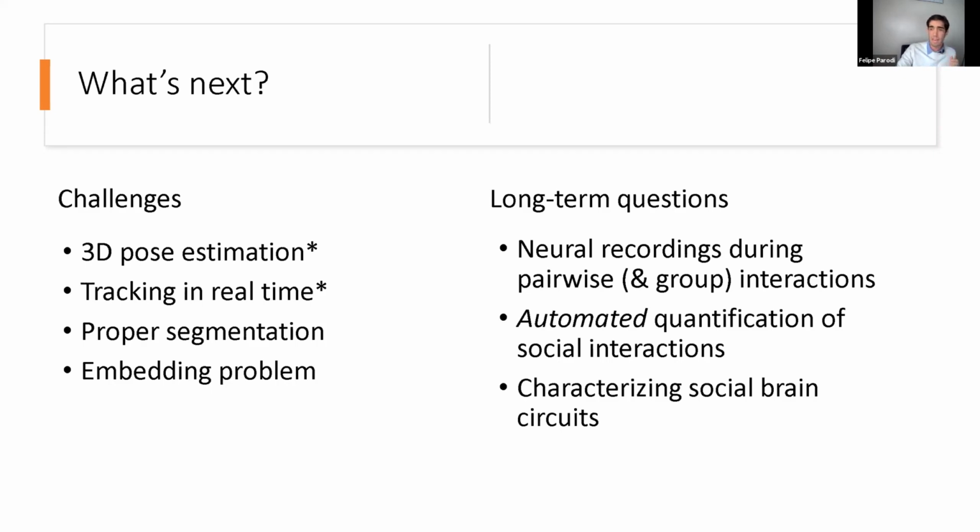And finally, characterizing social brain circuits, really making sense of what processes and agents drive social behavior and what exactly happens in disorders where social impairment is common, such as autism and schizophrenia, which would be exciting.